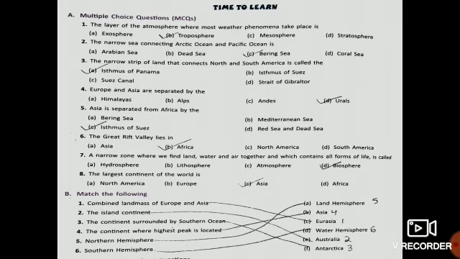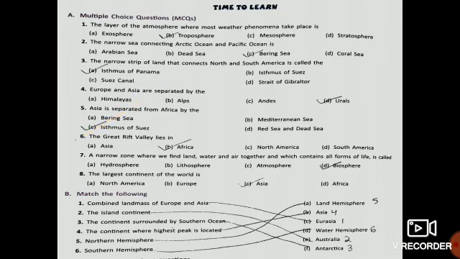Time to learn. The layer of the atmosphere where most weather phenomena take place, the most important one, is the troposphere. The narrow sea that connects the Arctic and the Pacific is the Bering Sea. The Arctic Ocean and Pacific Ocean are connected by the Bering Sea. The narrow strip of land that connects North America and South America is the Isthmus of Panama. Europe and Asia are separated by the Ural Mountains, a mountain range. Asia is separated from Africa by the Isthmus of Suez.